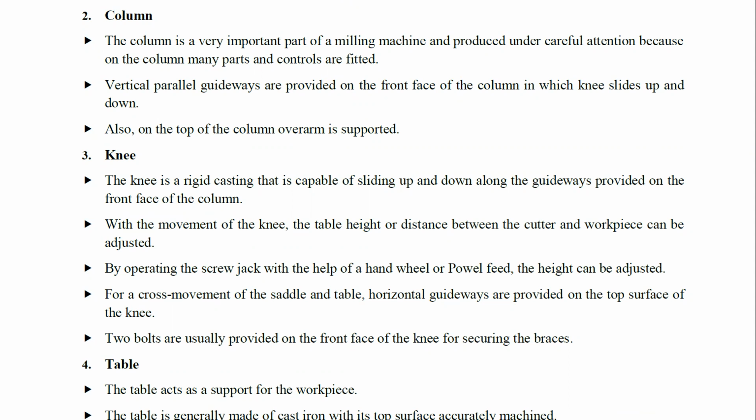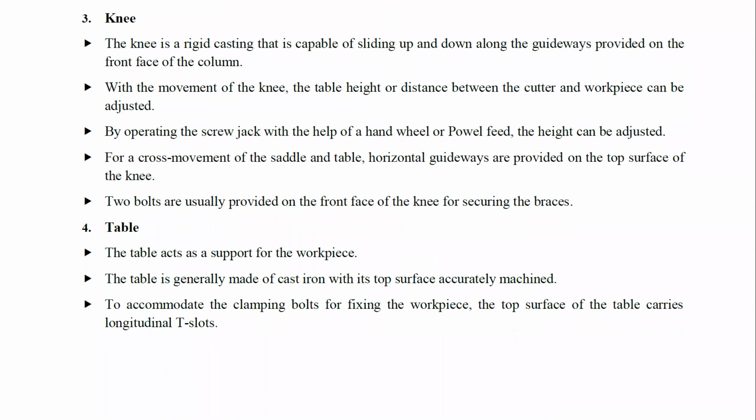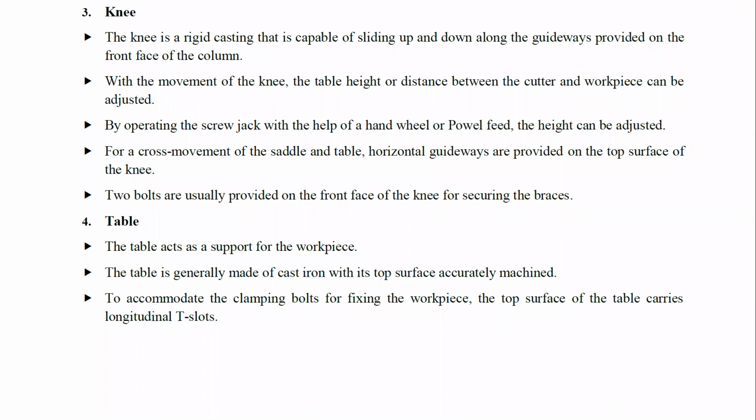Then the third one is the knee. The knee is a rigid casting that is capable of sliding up and down along the guideways provided on the front face of the column. With the movement of the knee, the table height, or the distance between the cutter and workpiece, can be adjusted. By operating a screw jack with the help of a hand wheel or power feed, the height can be adjusted.